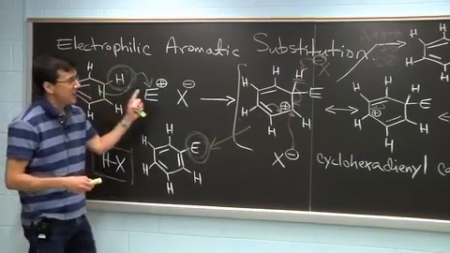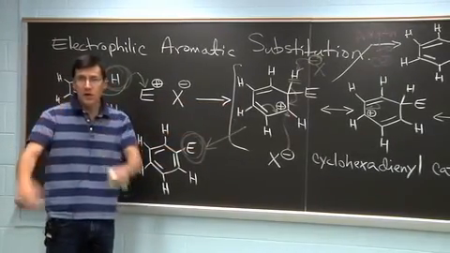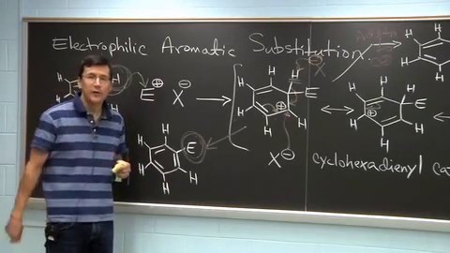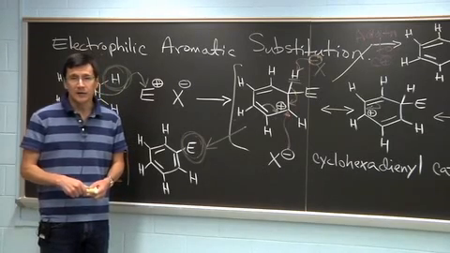So that's the overall transformation. Mechanistically, the key is this initial step in which the benzene ring, the pi electrons of the benzene ring, attack the electrophile and make this cyclohexadienyl cation.